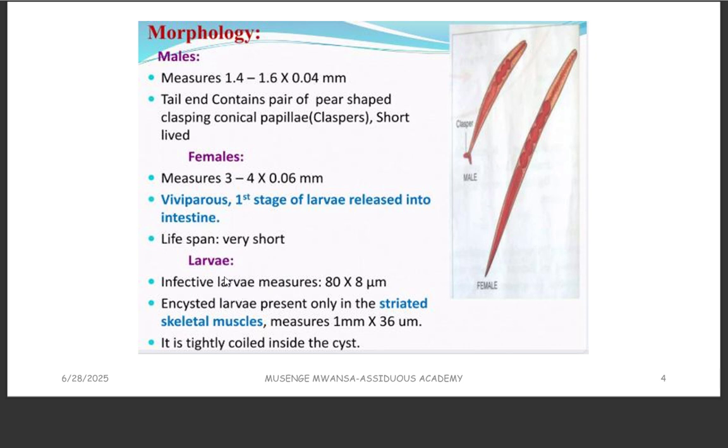The larva is going to be infective, and the encysted larva, the one that is in a cyst, is present only in striated skeletal muscles, and it is tightly coiled inside the cyst. That's the meaning of encysted: the larva is present within a cyst. We also have what we call the excysted. This is when the larva is out of the cyst.